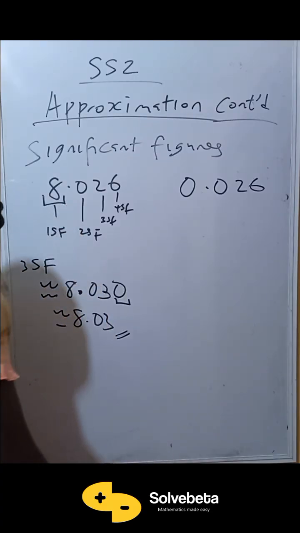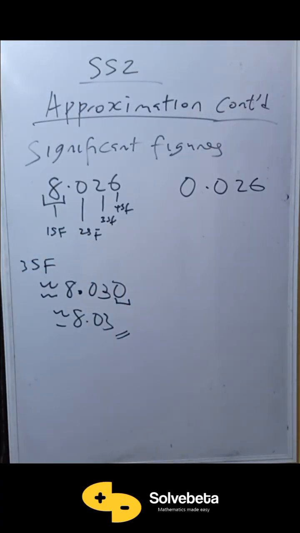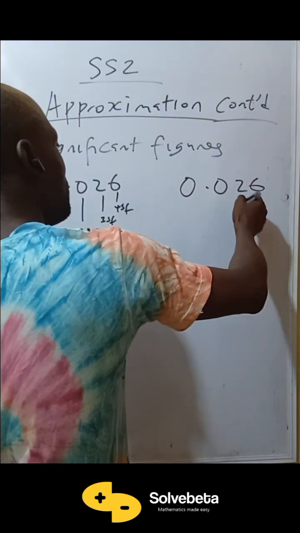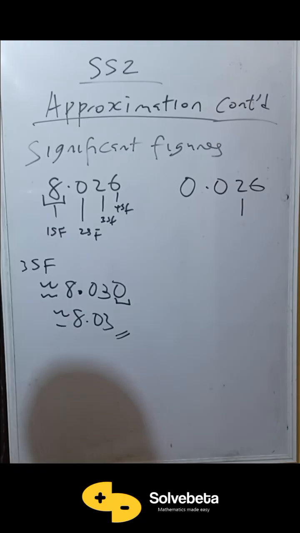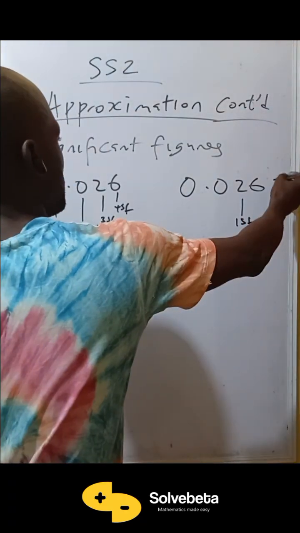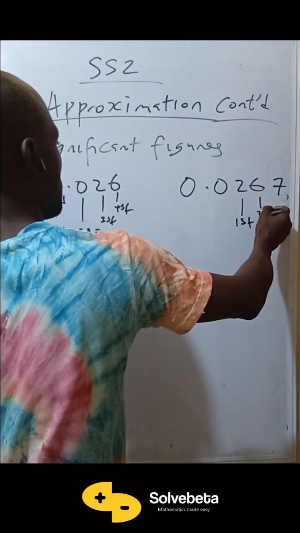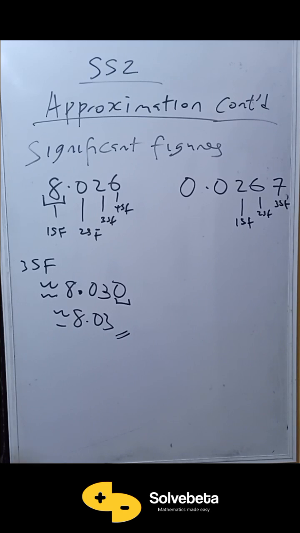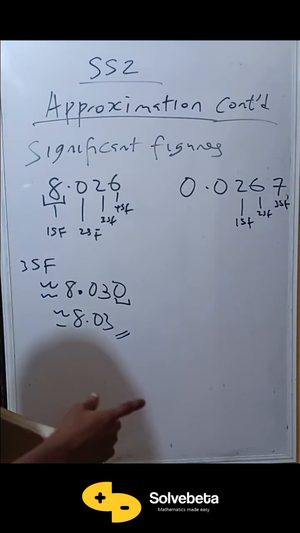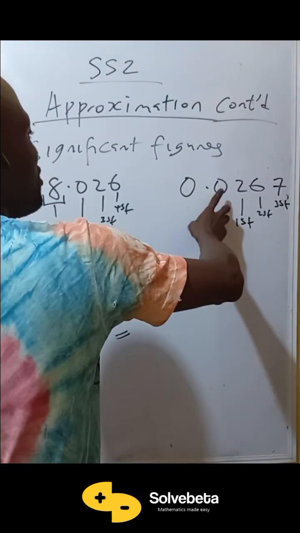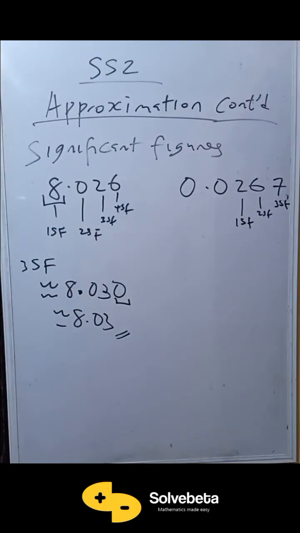Now, in contrast, if you have a decimal that is less than 1, please take note that the first significant figure is not this 0. The first significant figure is a non-zero digit. This is the first significant figure, this is the second significant figure, and this is the third significant figure. For a decimal that is less than 1, meaning that the first digit is 0, the first significant figure will be the first non-zero digit, the first number that is non-zero.